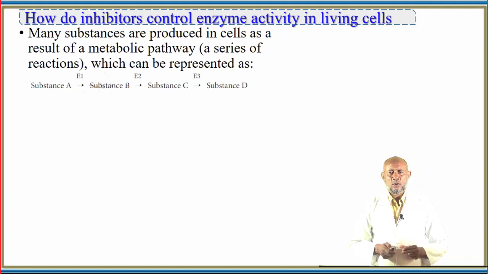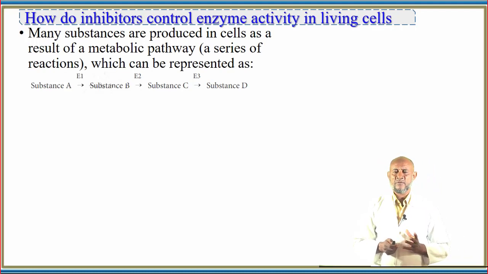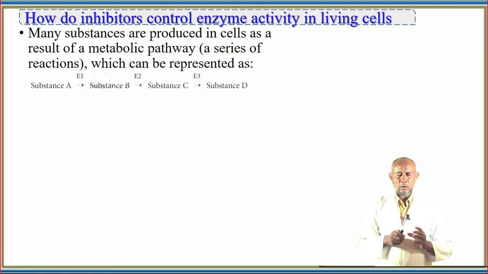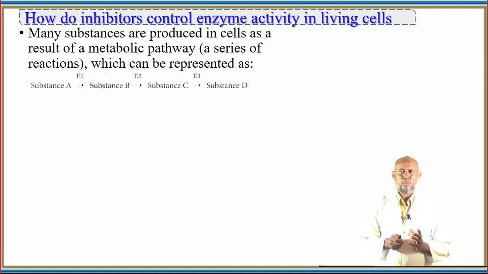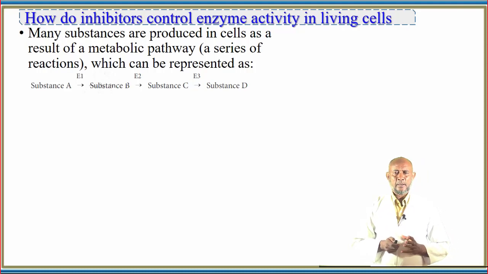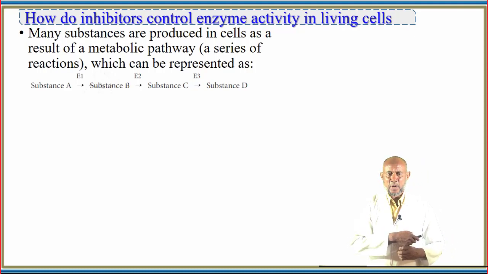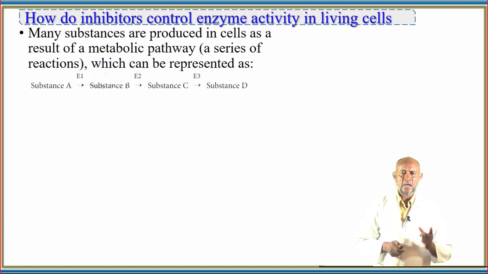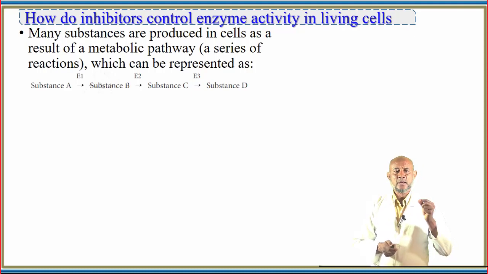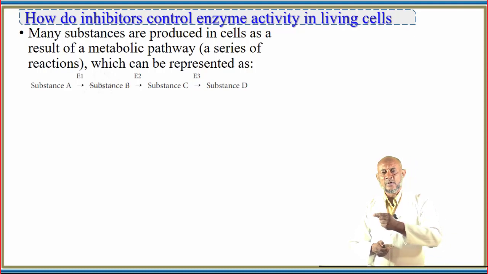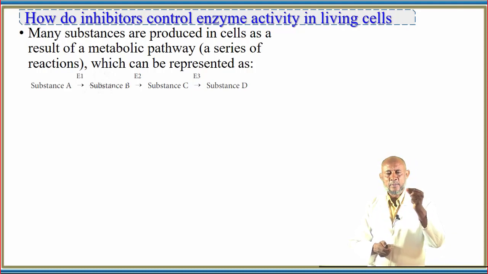How do inhibitors control enzyme activity in living cells? The control or regulation of enzyme activity. Many substances are produced in a cell as a result of a metabolic pathway. That means a series of reactions, which can be represented as substance A is changed to substance B with the involvement of enzyme 1, and substance B is again converted into substance C with the involvement of enzyme number 2.